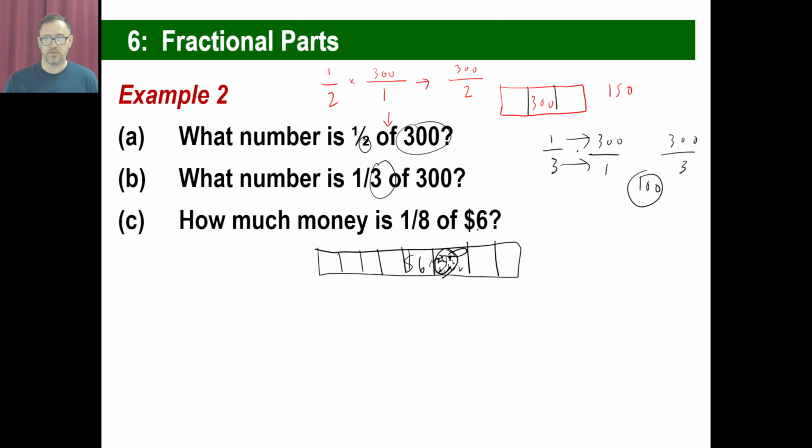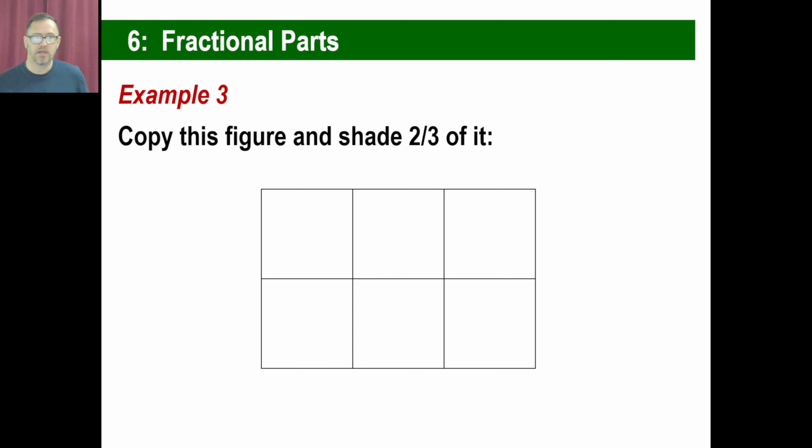So $6 would be 600 cents, right? And divide that by 8. Let's do short division. 8 into 60 will be 7, right? 7 times 8 is 56, 4 left over. 8 into 40 is 5, so that's going to be 75 cents. There you go. That's all there is to it. Just division problems. That's what fractions are.